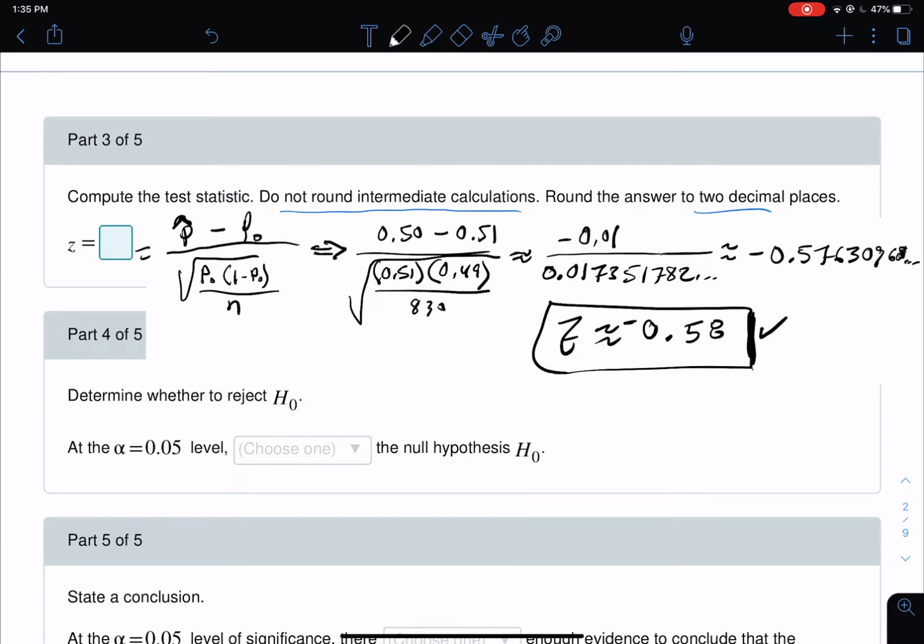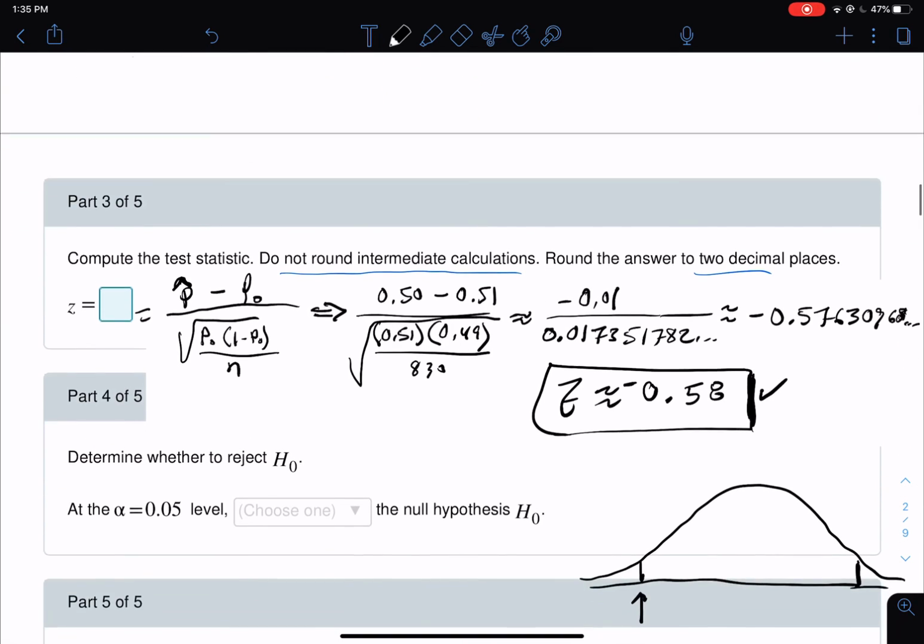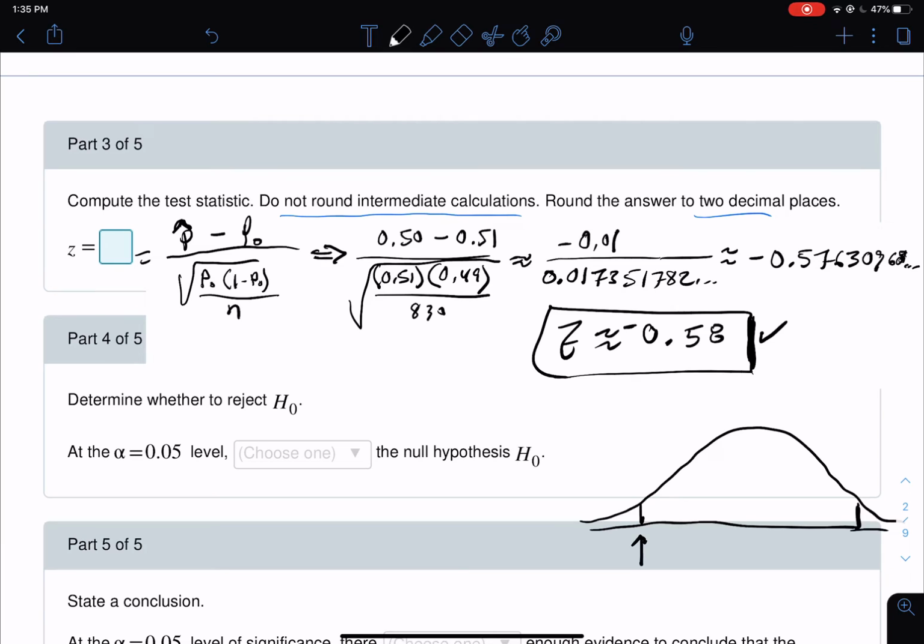So I think a picture right now would be a great thing to have. I'm going to squeeze that picture right in here. And we said that this is going to be two-tailed. We already figured out that our critical values from our previous question are going to be negative 1.96. So this is negative 1.96, and this critical value is positive 1.96.